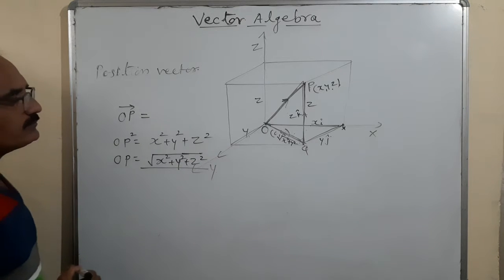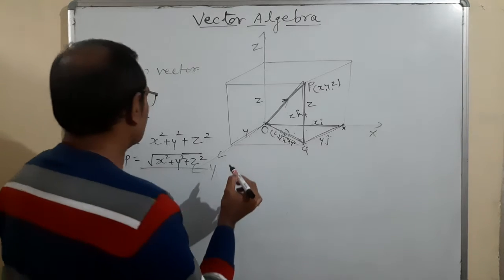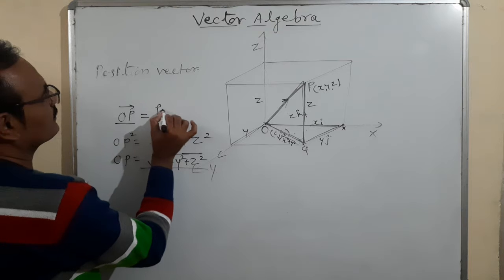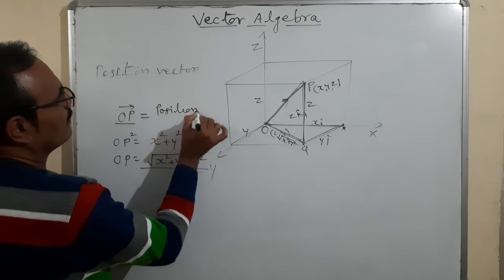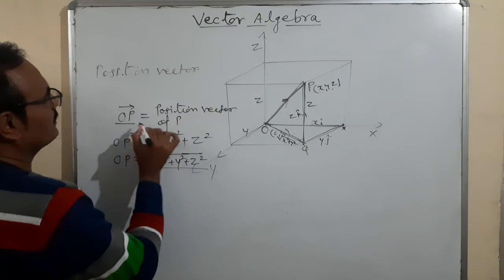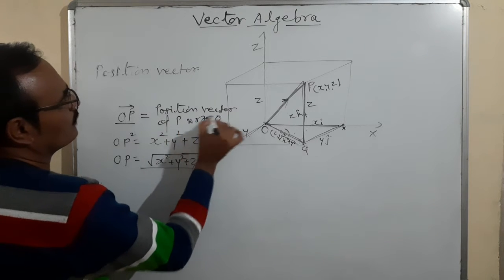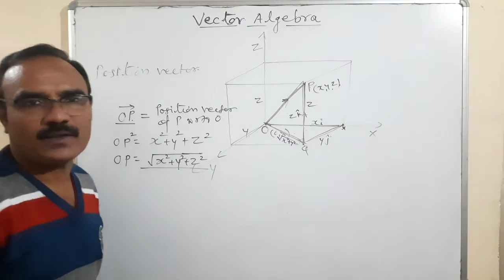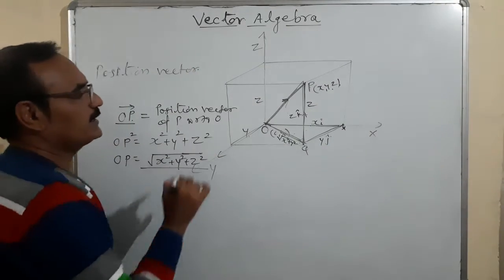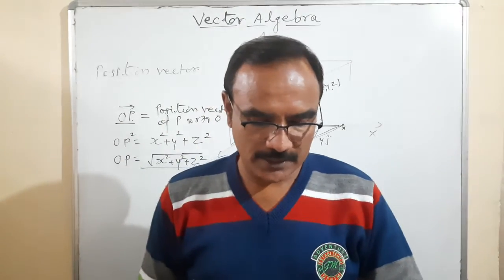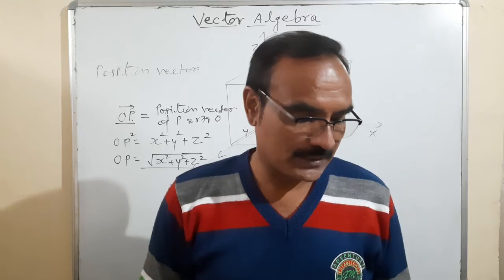Okay. And here we use the term OP. OP means the position vector of P with respect to O, with respect to origin, is x, y, z. Right. These are the position vectors. Distance is under root x square plus y square plus z square.